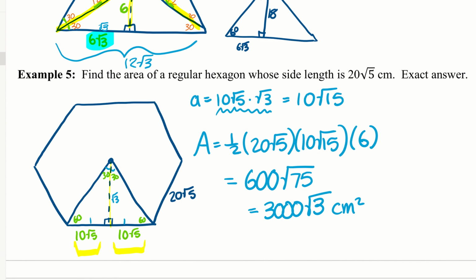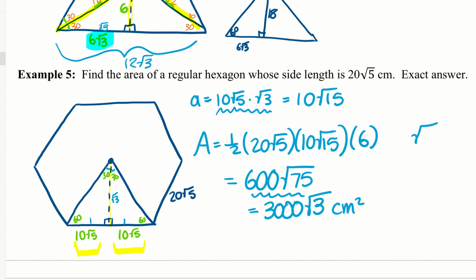And then plugging that into my formula, area is equal to 1/2 times my side, which is 20 root 5, times my apothem, which is 10 root 15, times the number of sides, which is 6. When I multiply all of these together, I multiply my numbers outside of my radical separately, and I multiply my numbers inside my radical separately, and I get 600 times the square root of 75.